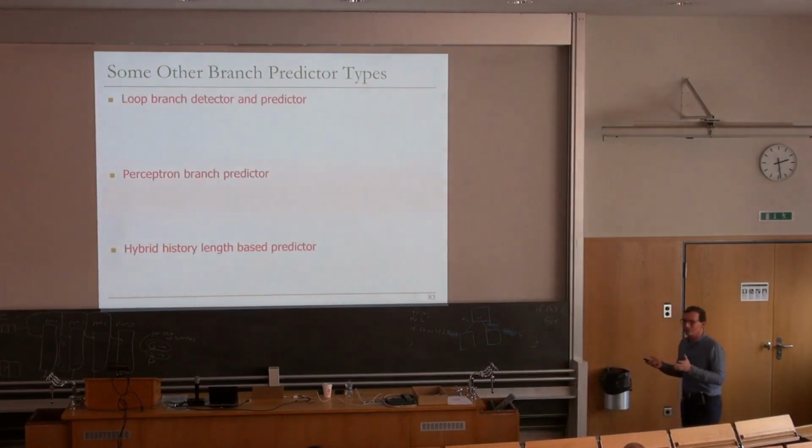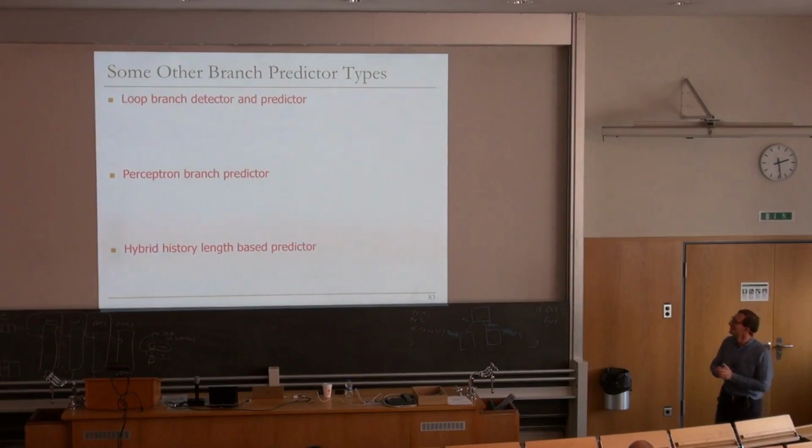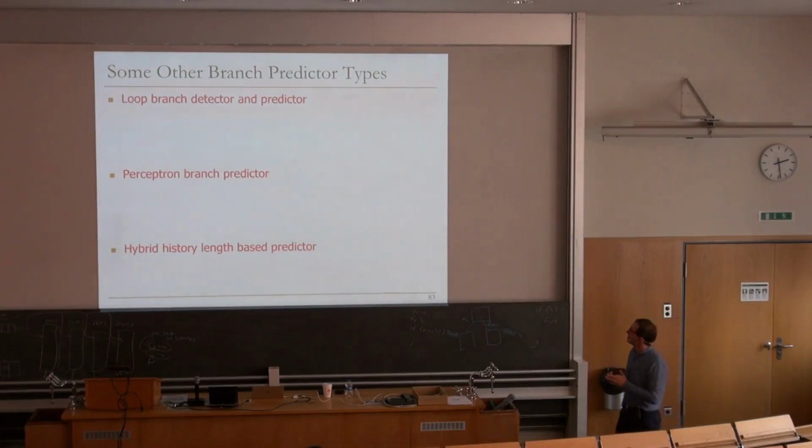Okay, and we want both of them perfect, right? We always want the best. So we'll talk about some other branch predictor types now. We're going to make it even better. And I'm going to take a break once we finish the state of the art today. So bear with me for a while.